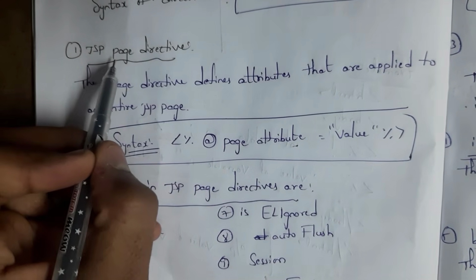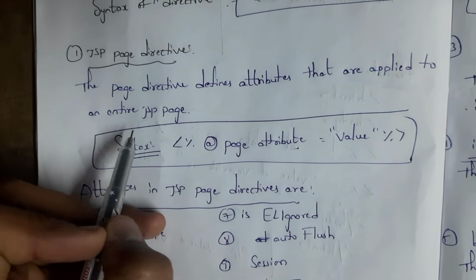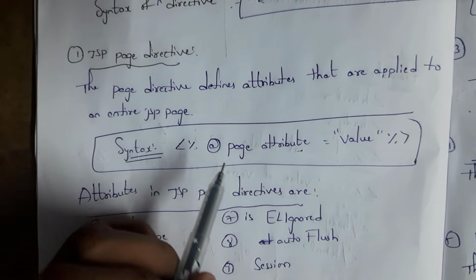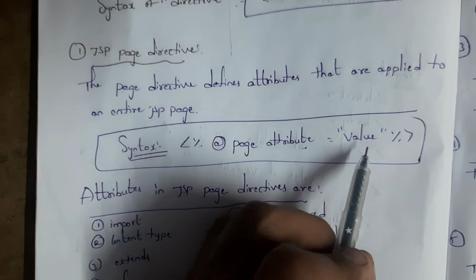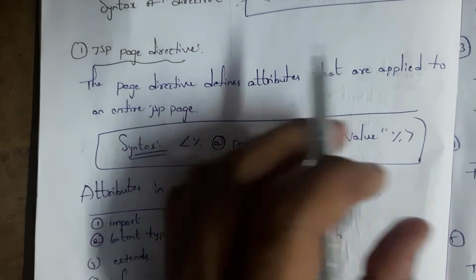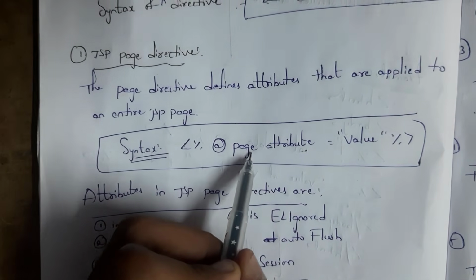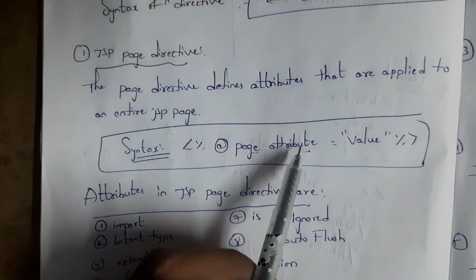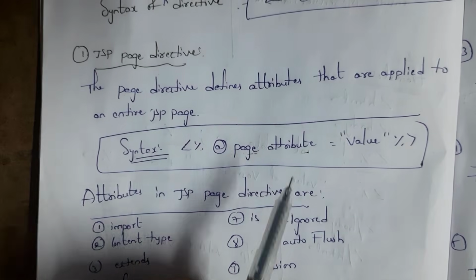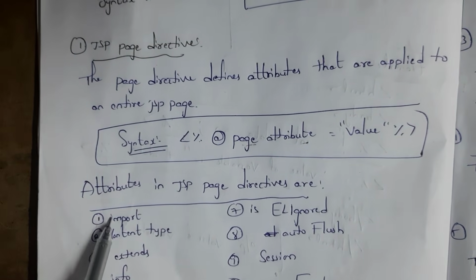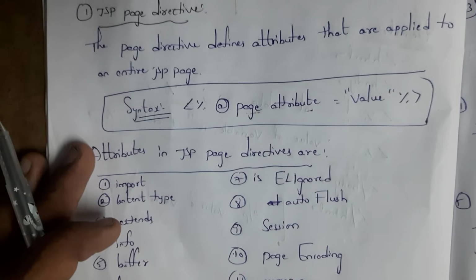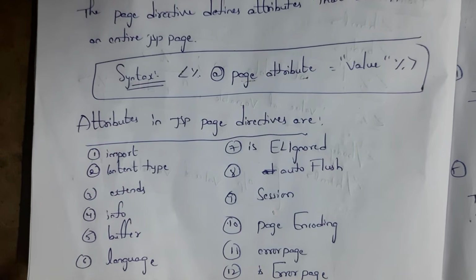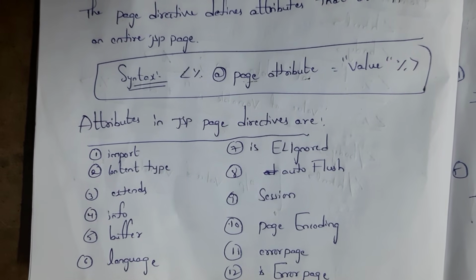At first we will discuss the page directive. This is the syntax of a JSP page directive: <%@ page attribute="value" %>. You can identify here, this is page, so it is a page directive. And there are so many attributes in page directive. They are, first one, import, contentType, extends, info, buffer, language, session. All these are attributes of the JSP page directive.